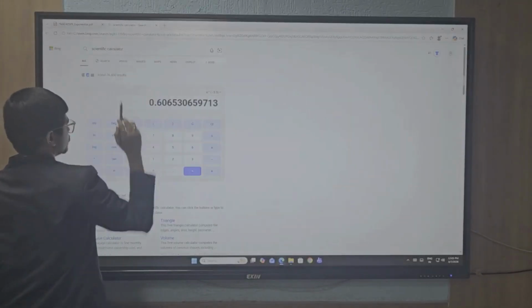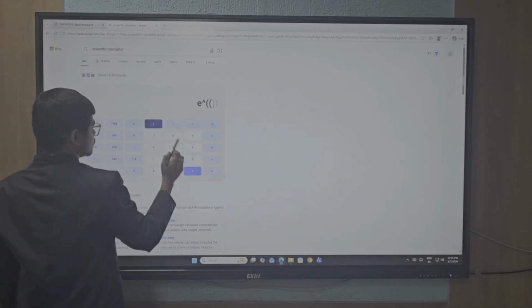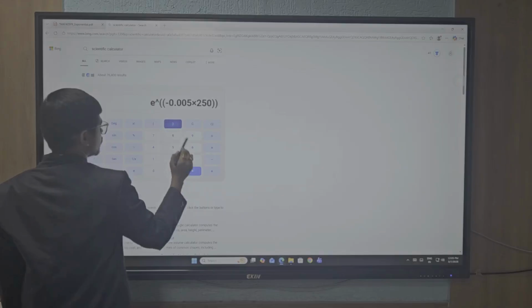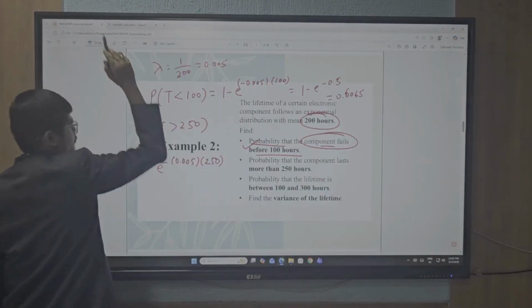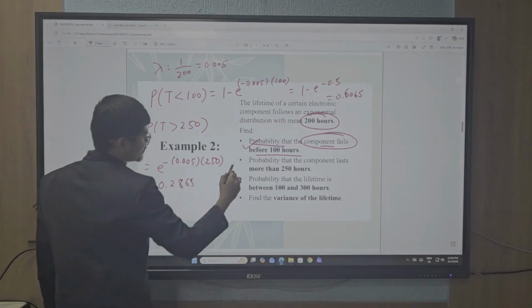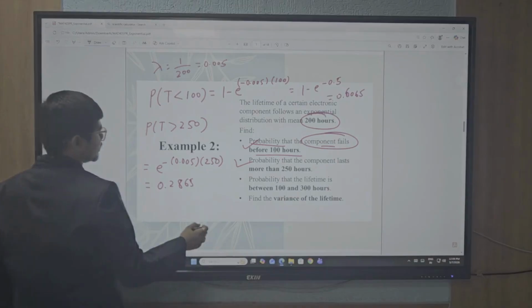Okay, so e raised to minus 0.05 into 250 means 0.2865, minus 0.2865. Now, the probability that the lifetime is between 100 hours and 300 hours.